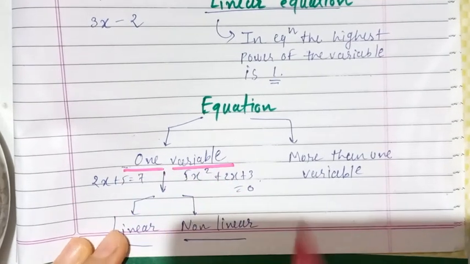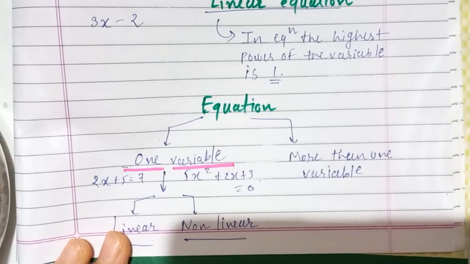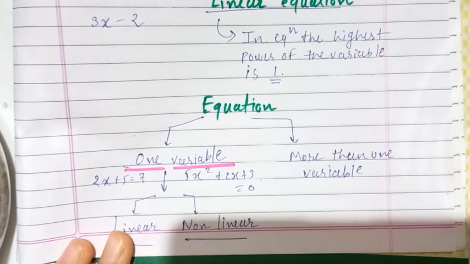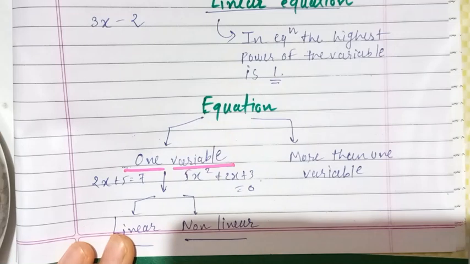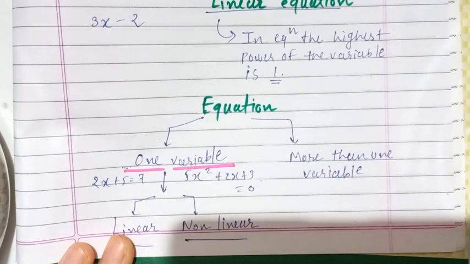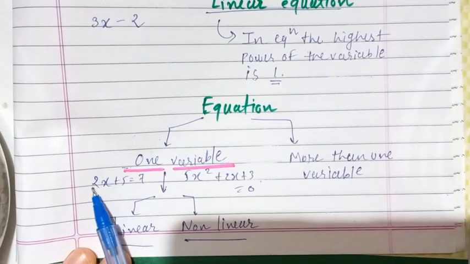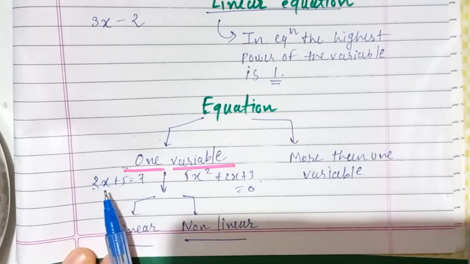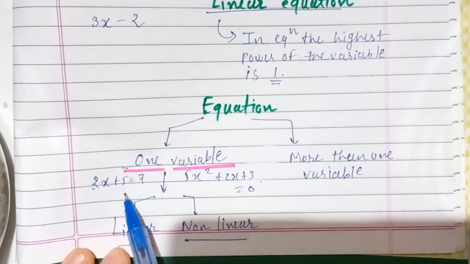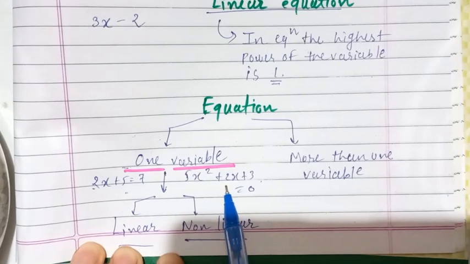Linear means we have learned what a linear equation is. In an equation, the highest power of the variable is 1. So see here, this is an equation, and there is one variable x, and its power is 1. So the highest power of the variable here is 1. So this is linear. And here see the highest power of the variable.